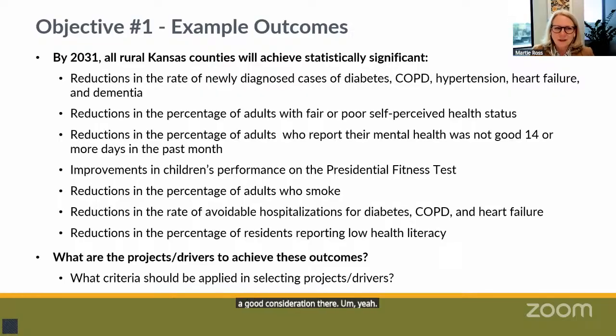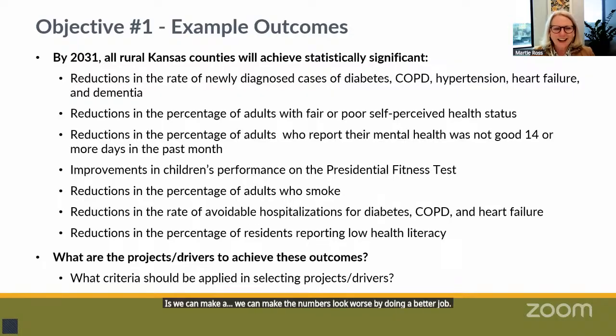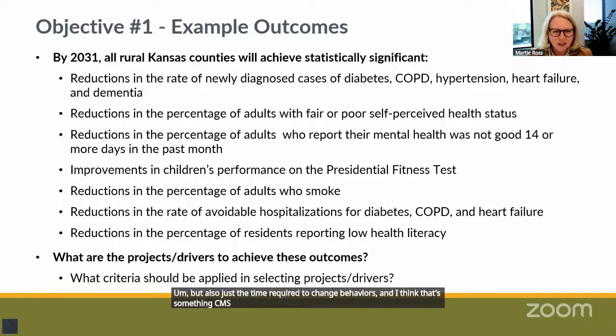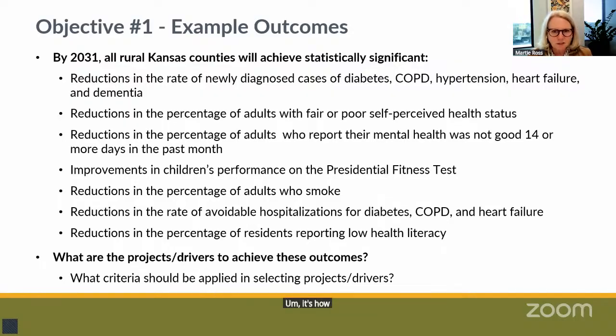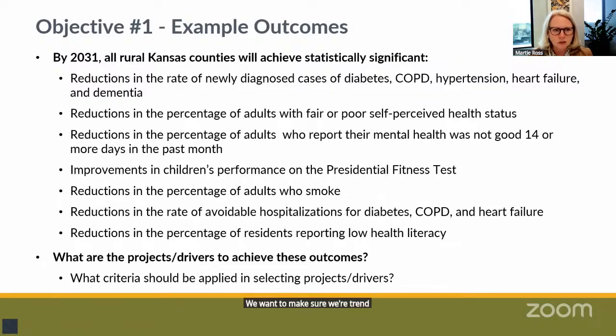Denise, that is the bane of all work in healthcare, is we can make the numbers look worse by doing a better job. But also just the time required to change behaviors. And I think that's something CMS fully appreciates, is how then we define our milestones. I don't think we're going to say we're going to cut the rate of heart disease in half in 5 years, but we want to make sure we're trending in the right directions. Even if it does mean we're just doing a better job of measuring it.